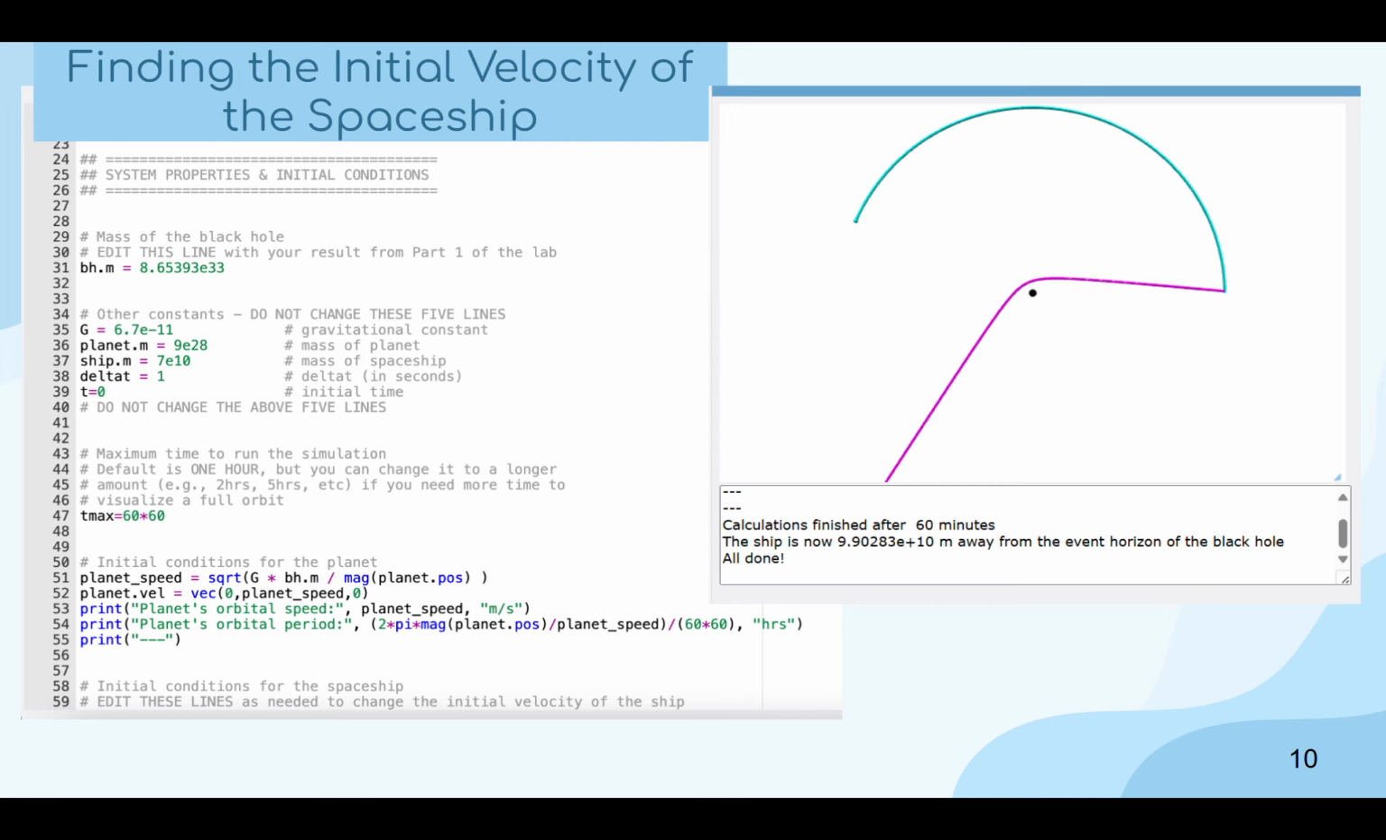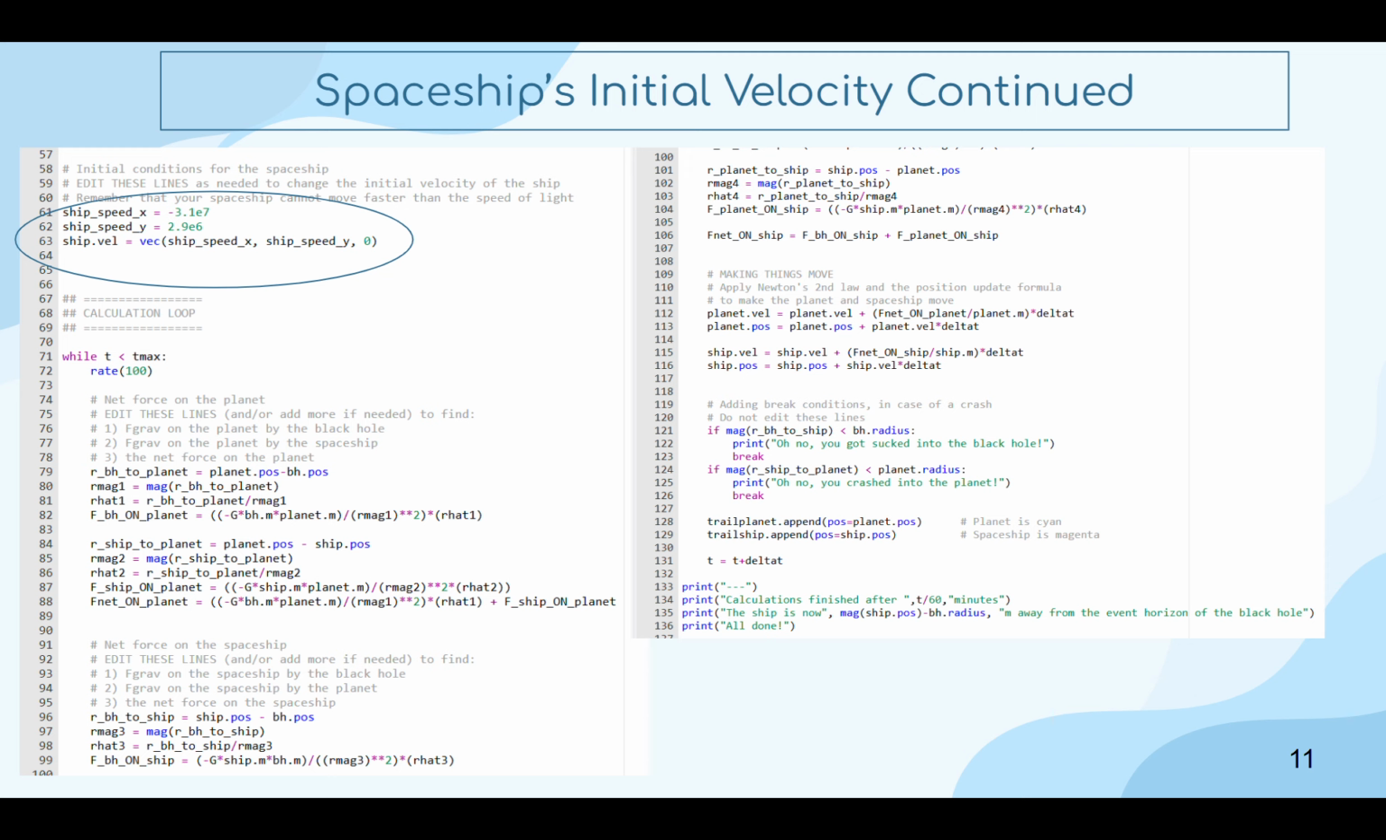Then, for part 2 of the lab, we need to find the initial velocity of the spaceship to get around this black hole while not crashing into a planet. And what we find is that we need to first get the F net parts and then plug that in, and also find the F gravitational force for each. And we need to find the initial conditions by using trial and error. So what I found overall was that the spaceship's speed in the x direction was negative 3.1 e to the 7 and 2.9 e to the 6 in the y direction after lots of trial and error.